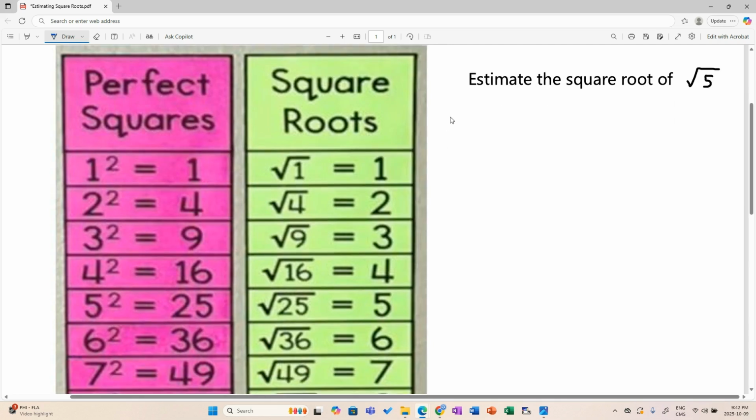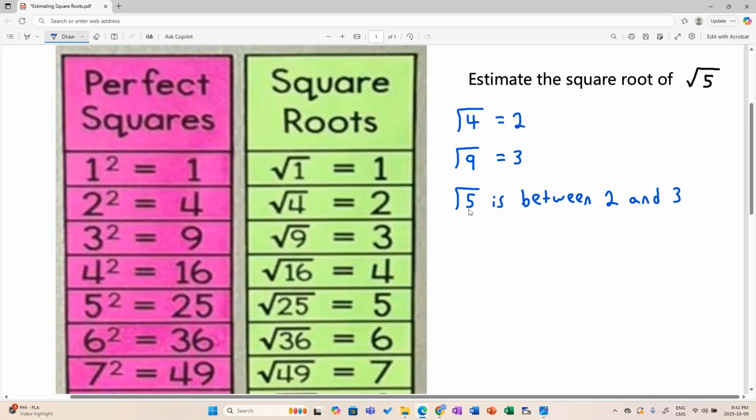So to start, I don't know what the square root of 5 is, but I do know what the square root of 4 is. The square root of 4 equals 2. And I know what the square root of 9 is. The square root of 9 equals 3. But I know that the square root of 5 is between the square root of 4 and the square root of 9. Hence, I can say that the square root of 5 is between 2 and 3. So my answer to the square root of 5 should be between 2 and 3.